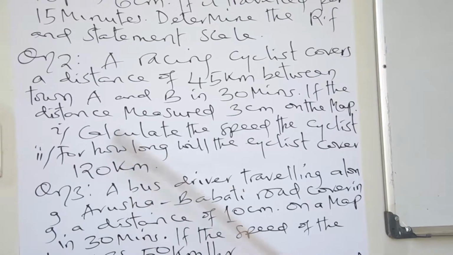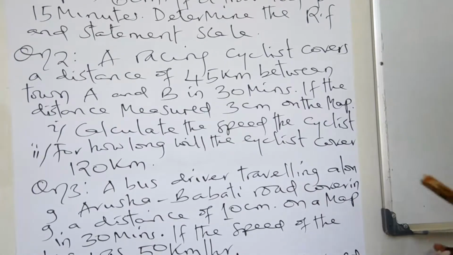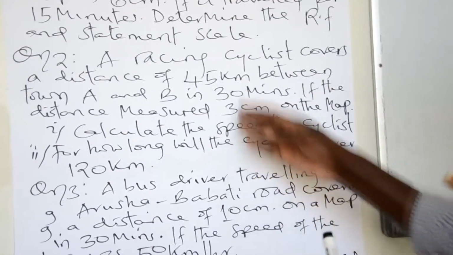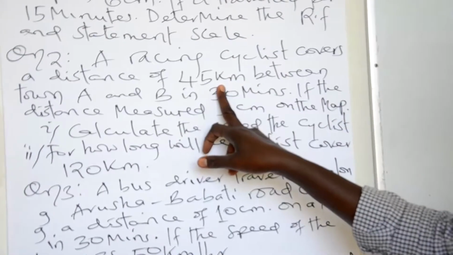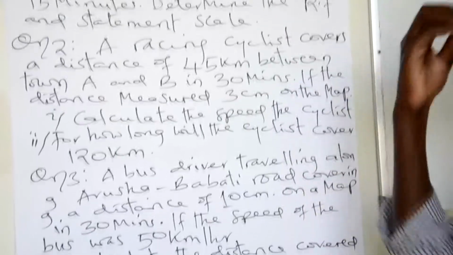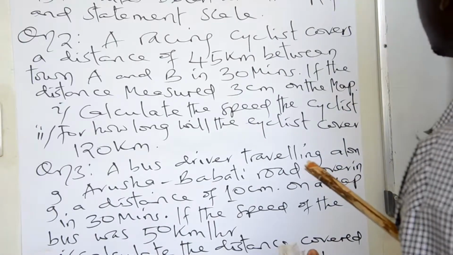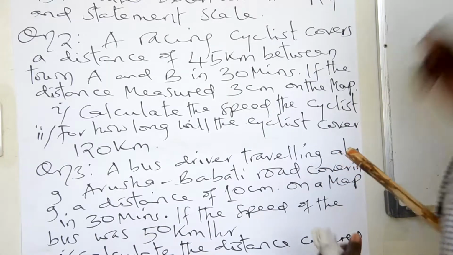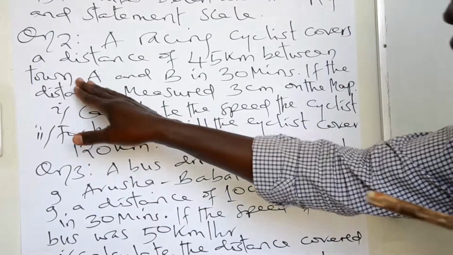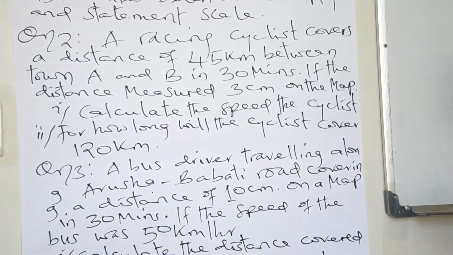A cyclist covers a distance of 45 kilometers. Because it is in terms of kilometers, this is ground distance. You have to observe this is 45 kilometers. According to your imagination, you have to know that this is ground distance. Therefore, ground distance is equal to 45 kilometers between town A and B in 30 minutes. This ground distance, from A to B, was 45 kilometers.